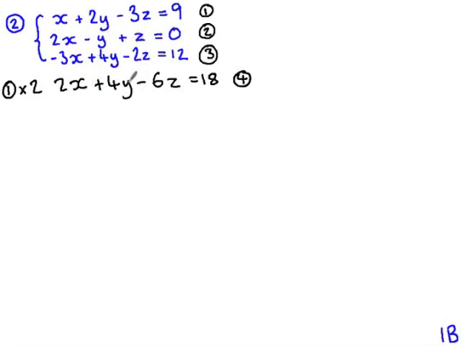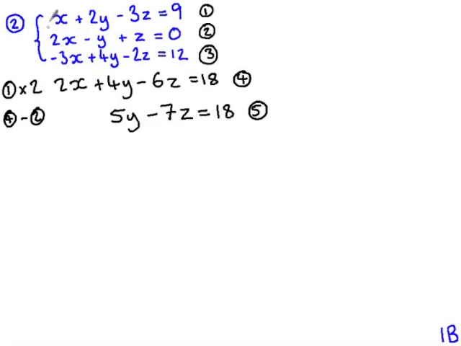And if I look at the next term along, I've got 4y and negative y. So I'm going to do equation 4 take equation 2 so that I'm left with a positive coefficient of y rather than a negative coefficient of y. So 4y take negative y is 5y, and then negative 6z take z is negative 7z, and then 18 take 0 is 18. So we'll number that equation 5. So that's still an equation with two unknowns in it.